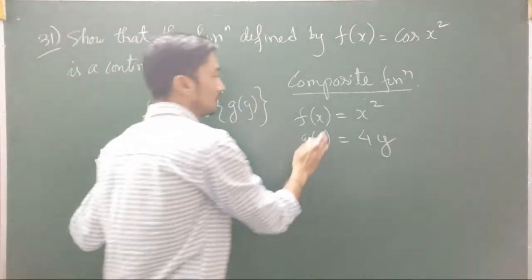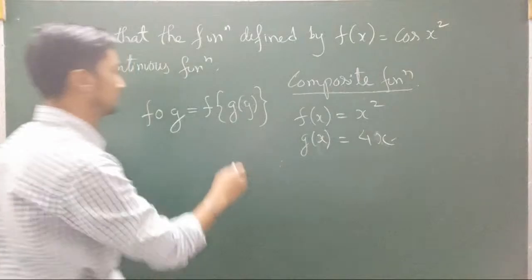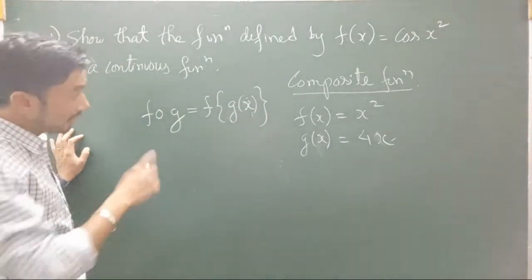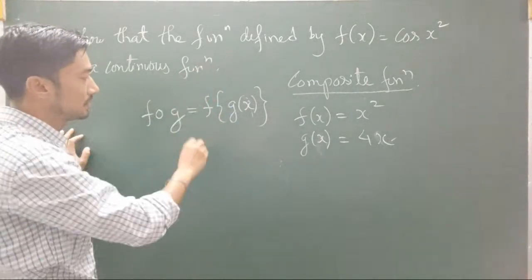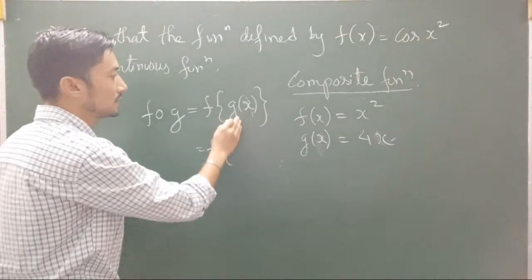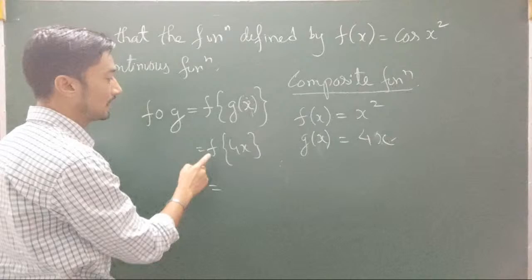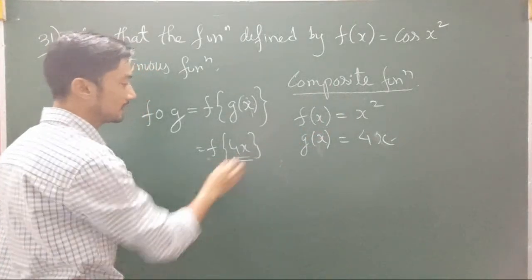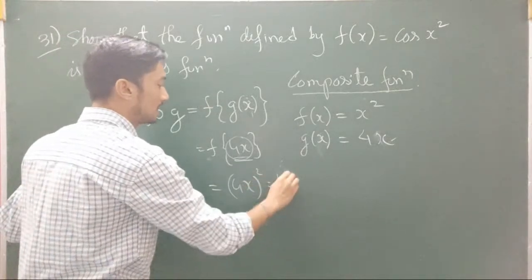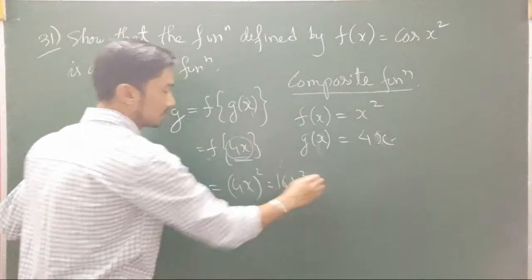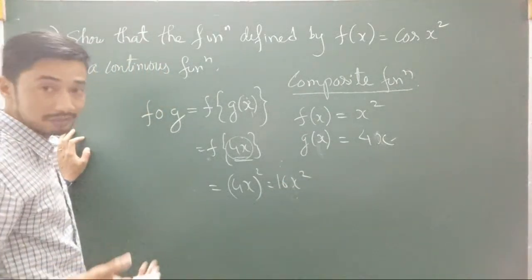Let me just use x itself, that will be better. So f on g is f of the function g. That is f of, what is the function g of x? It is 4x. What is the function f? The function f is x squared, where x is replaced by 4x. So it's 16x squared. So it's like one function put inside another function, so the outcome becomes different.